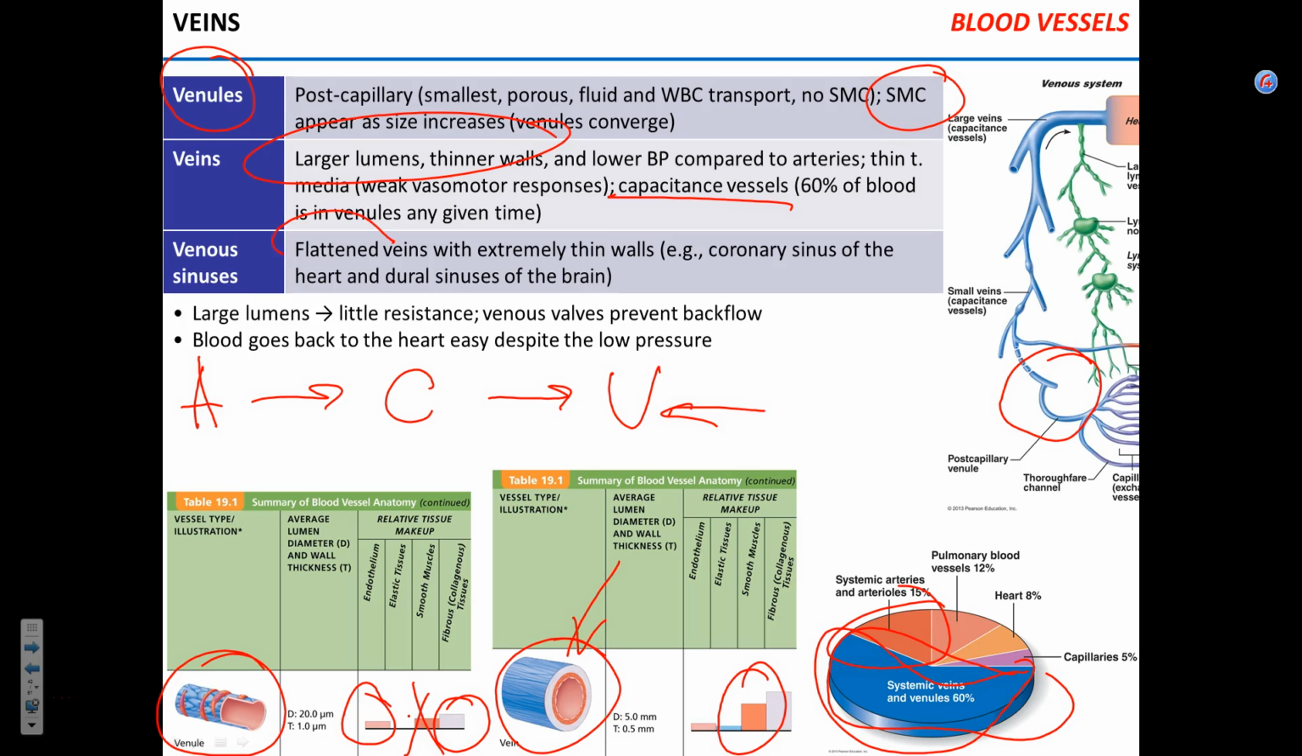Okay? Venous sinuses is a kind of a special type of vein. They just flat. Okay? With thin walls. Like coronary sinus that goes in the back portion of the heart and collects the blood from the heart muscle, or sinuses, like dural sinuses in the head. Okay, they just shaped differently.